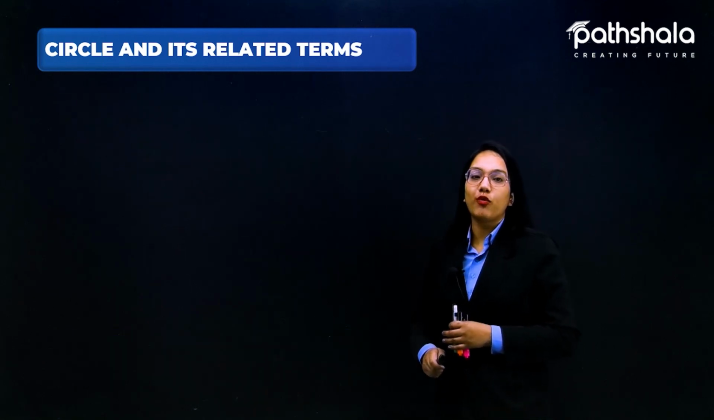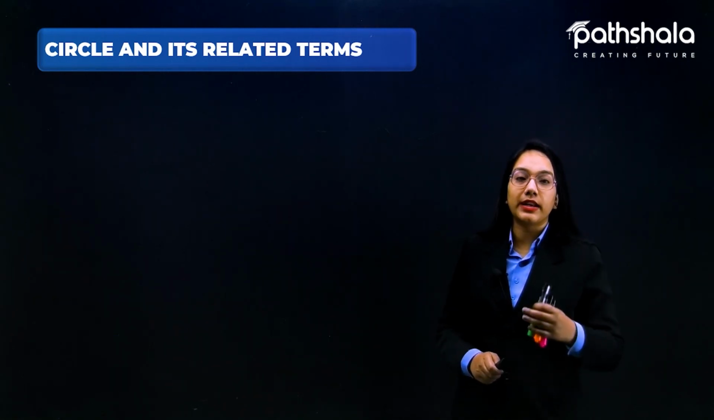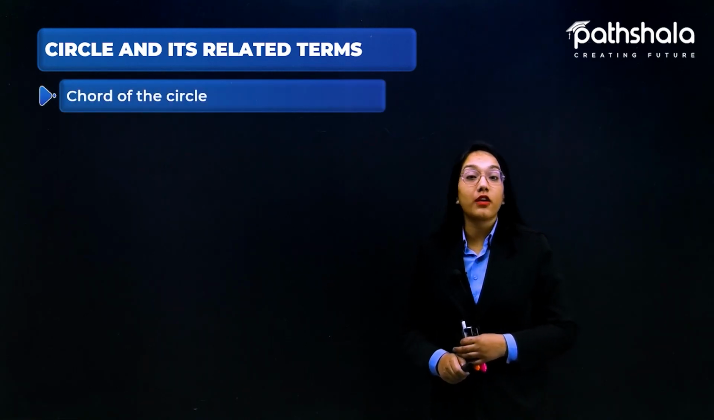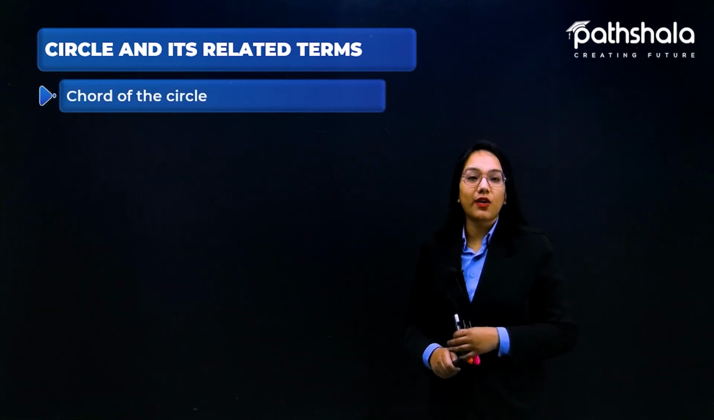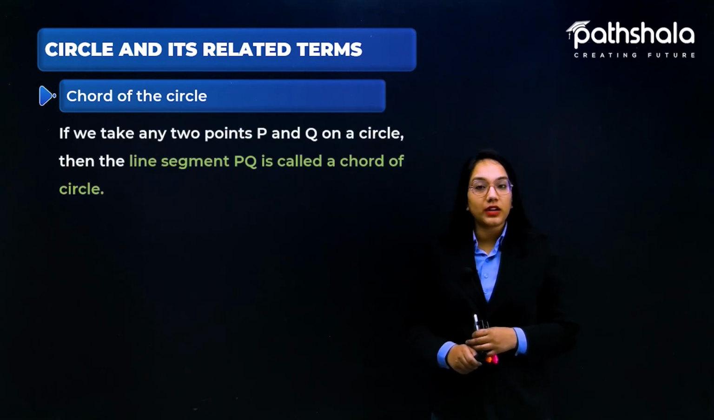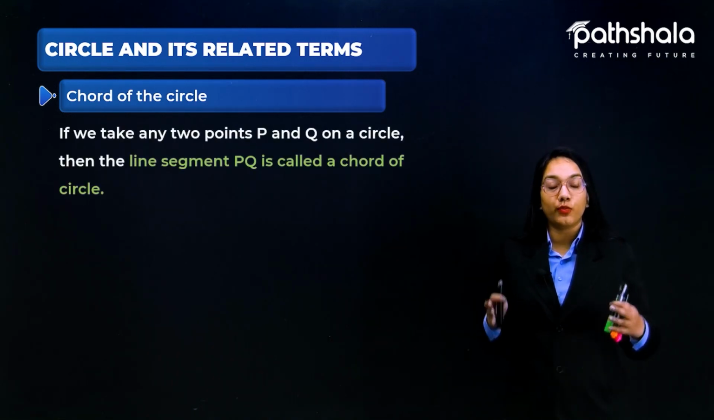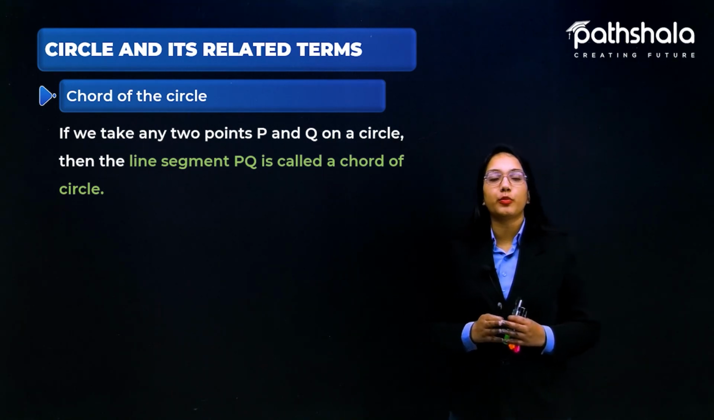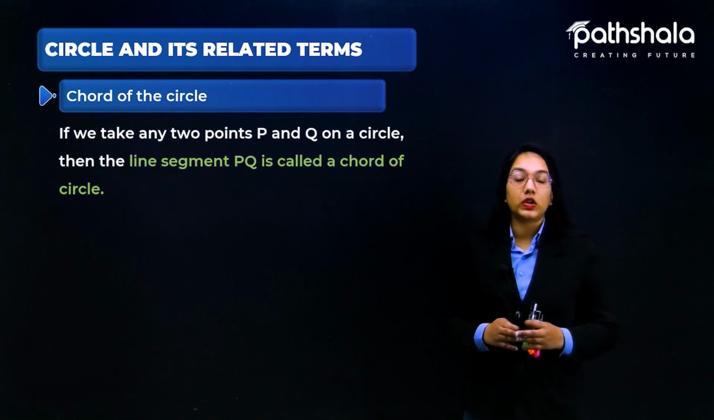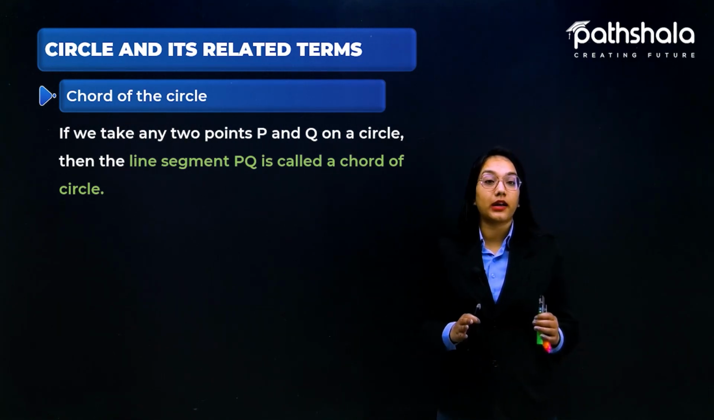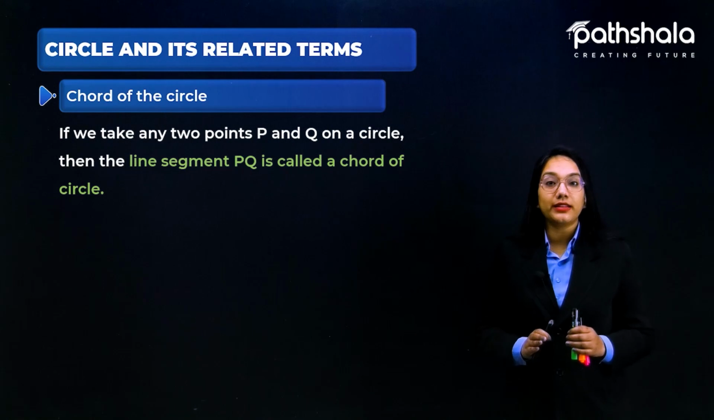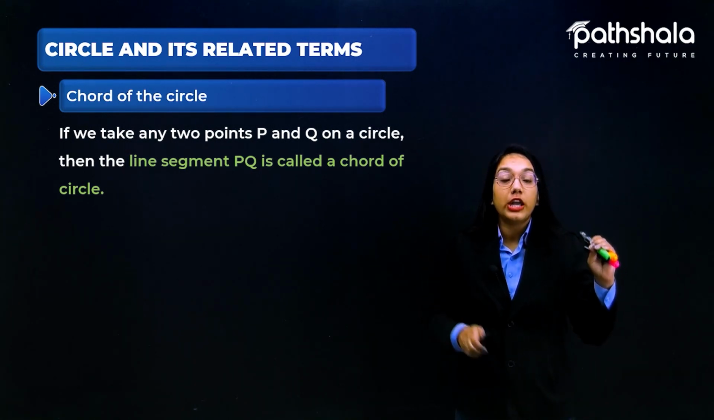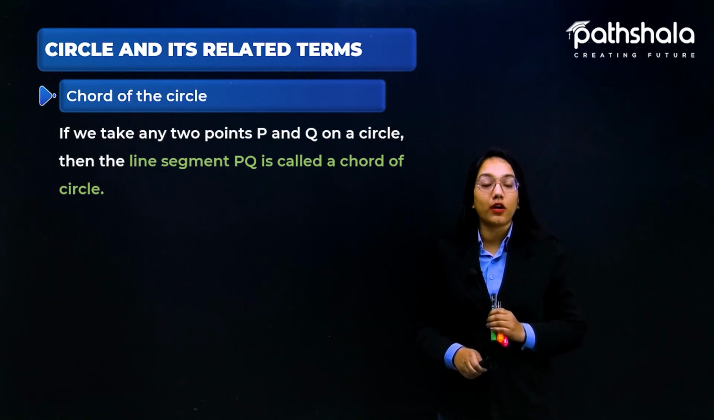Now let's move on further and talk about another related term with a circle, which is called the chord of a circle. So what is a chord of a circle? A chord of a circle is the one in which we have two points P and Q which are lying on a circle. Then the line segment joining those two points, which is PQ, is called the chord of a circle.